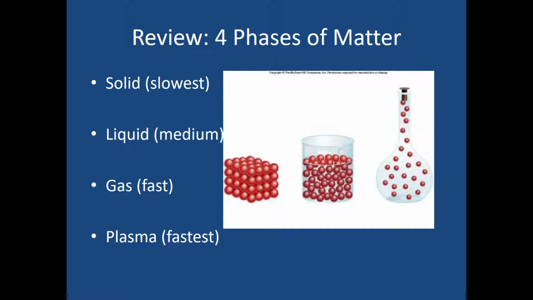So we have 4 phases of matter: solid, liquid, gas, and plasma. We're going to be ignoring plasma. We only really have 3 in this class that we'll be worrying about: solid, liquid, and gas. You can ignore plasma. So solid, the total motion is the slowest out of the 3. As the particles speed up and are able to slip past each other, they become a liquid. And then they get enough speed, they can start moving freely into the container and become a gas.